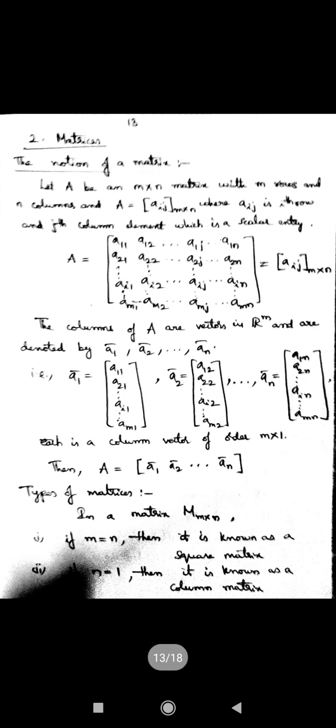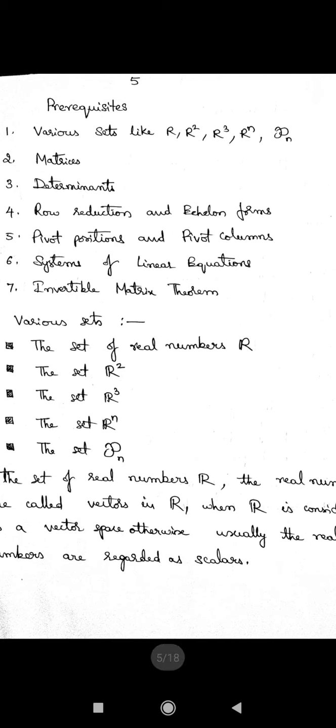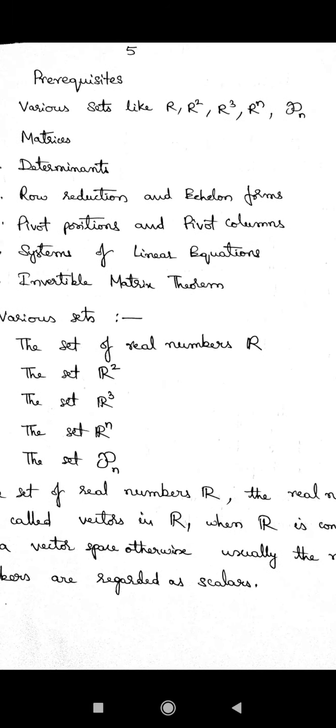So these are the things we have studied in this class today. First, there are 7 prerequisites that you should know before going to the chapter linear algebra. And what are those prerequisites? The first one is various sets like R, R2, R3, Rn, Pn. Such sets I have dealt with in the last class.